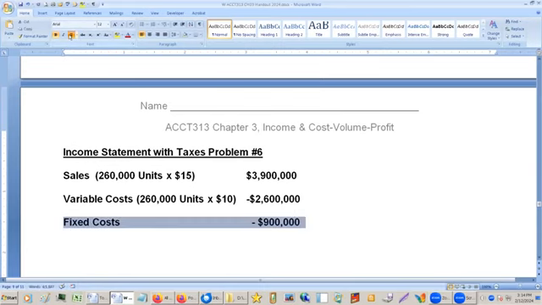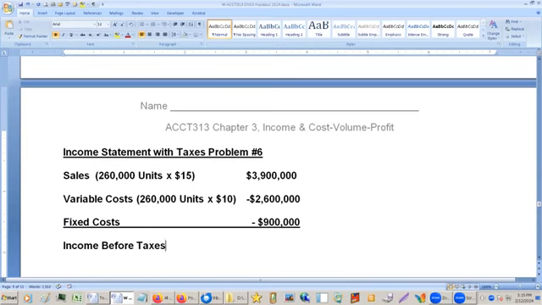Okay, now this is going to give us an income before taxes. How much are we going to make before we have to pay some to the government? So hopefully that comes out to 400,000. Yeah. Okay, so that's our 400,000. So that's our before tax income.